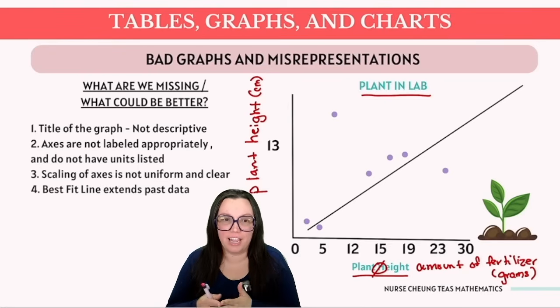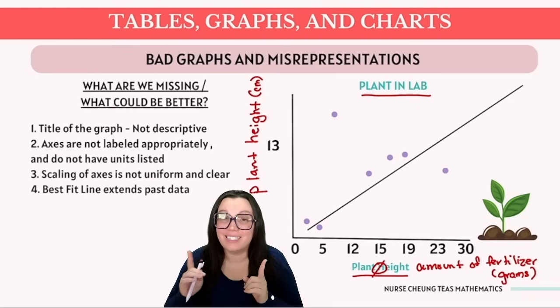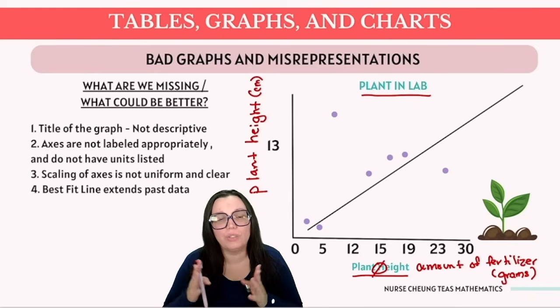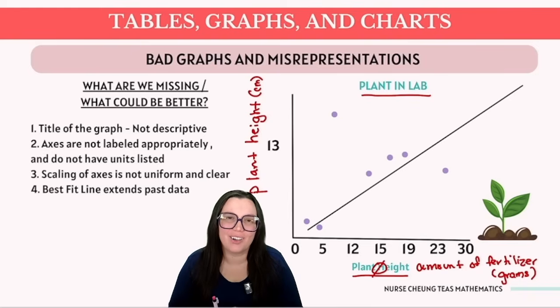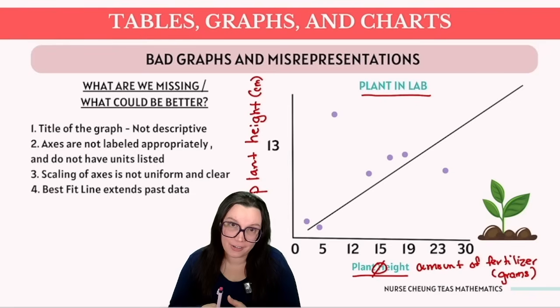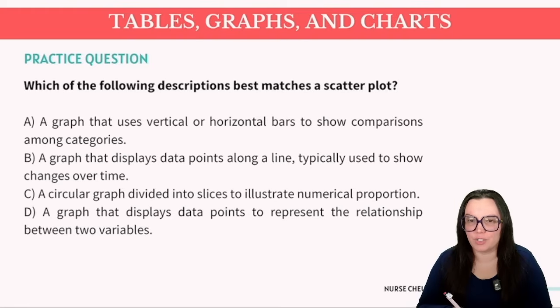Lastly, our best fit line on this scatter plot extends past our range of data. This is also going to be incorrect. That best fit line should only encompass the range of data points on our graph. In summary, the graph has quite a few significant errors, demonstrating what to avoid when creating or interpreting a scatter plot. Let's take a look at our first practice question.